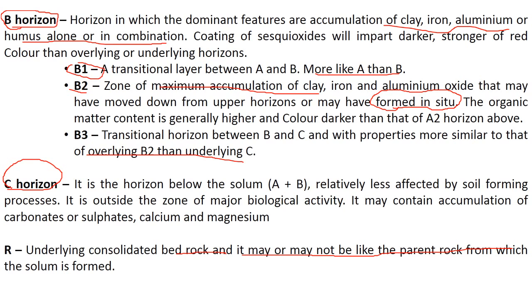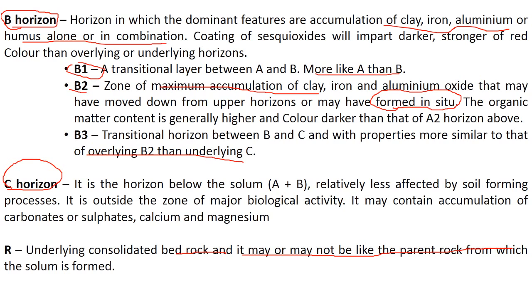These are also divided into three parts. First B1, a transitional layer between A and B, more like A than B. Then the B2 layer, zone of maximum accumulation of clay, iron and aluminium oxide that may have moved down from the upper horizon or may have formed in situ. In situ means this is the original characteristic of the rock. The organic matter content is generally higher and the color darker than the A2 horizon above. B3 is a transitional horizon between B and C with properties more similar to the overlying B2 than the underlying C.